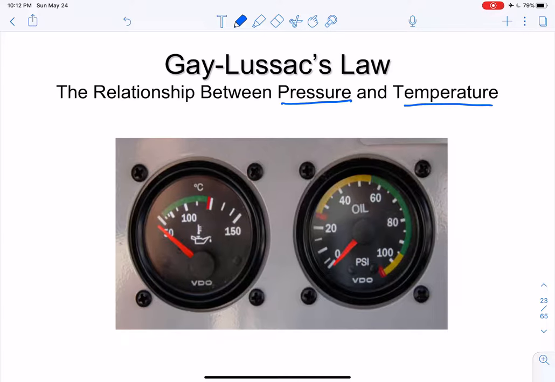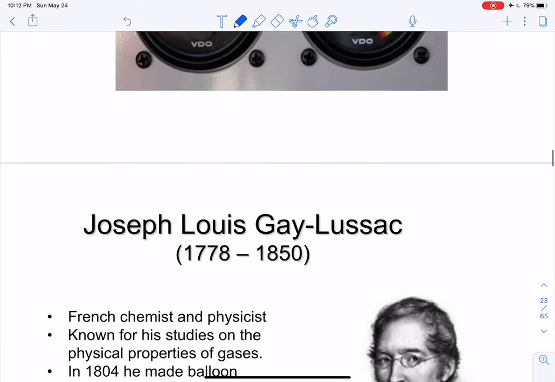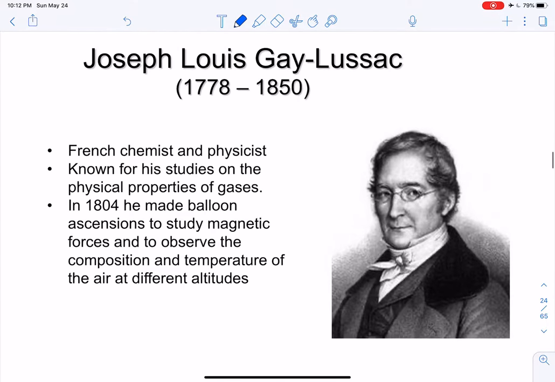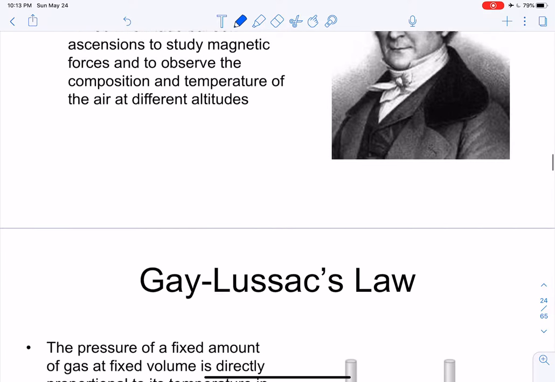So if we're wondering what Gay-Lussac looked like, here's an approximation. He was alive in the 1700s and the 1800s, and he was a French chemist and physicist. And he liked to do his research in hot air balloons. And this is where we got Gay-Lussac's law.